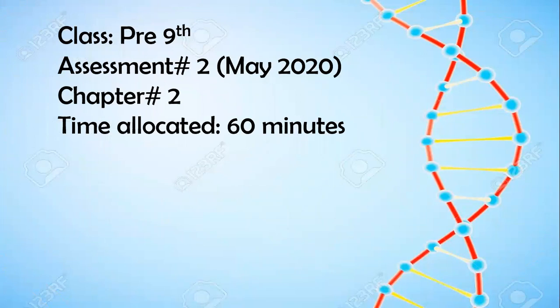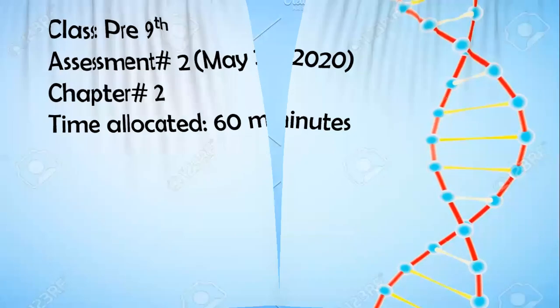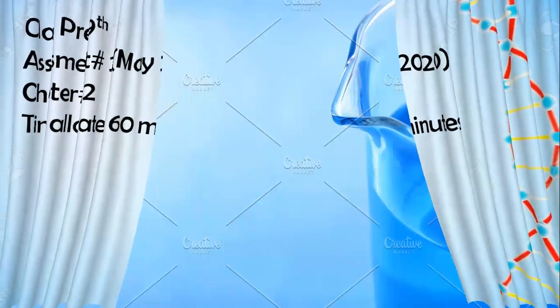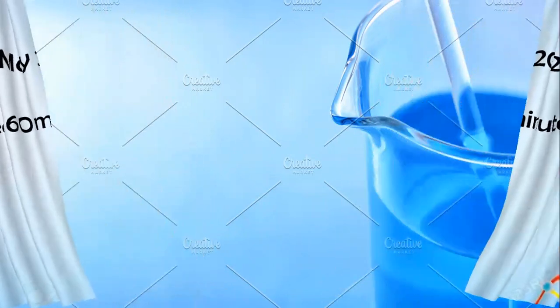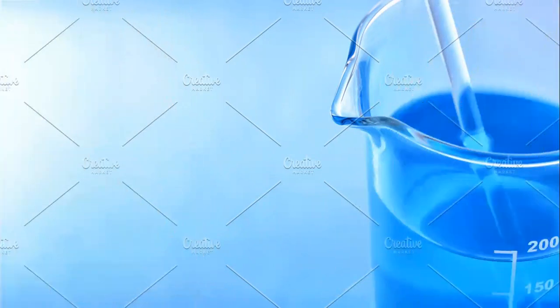Okay, the syllabus that has been covered in the month of May comprises chapter 2, and the same time is allocated for this assessment, that is 60 minutes. You have to cover the second assessment of May within 60 minutes. This assessment also comprises 2 subunits. One is short questions and the other one is long questions.